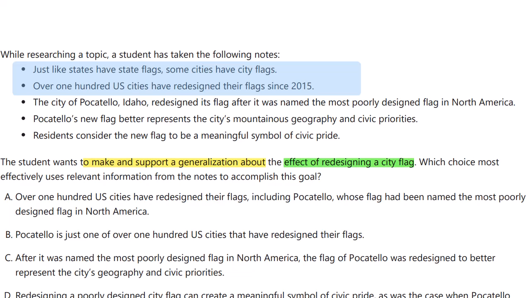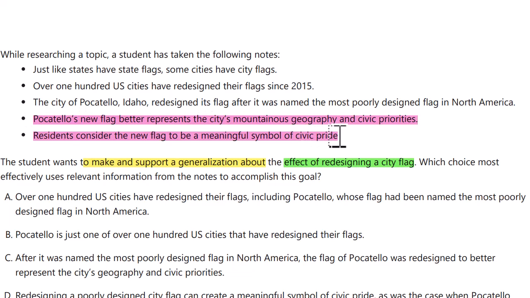This is background material. The first couple prompts always are. The city of Pocatello, Idaho, redesigned its flag after it was named the most poorly designed flag in North America. Here's a specific detail. It hasn't yet discussed the effect of redesigning a city flag. Usually the effect is going to be in the last two prompts. There's always evidence or particular examples or details. They're almost always the last two bullet points.